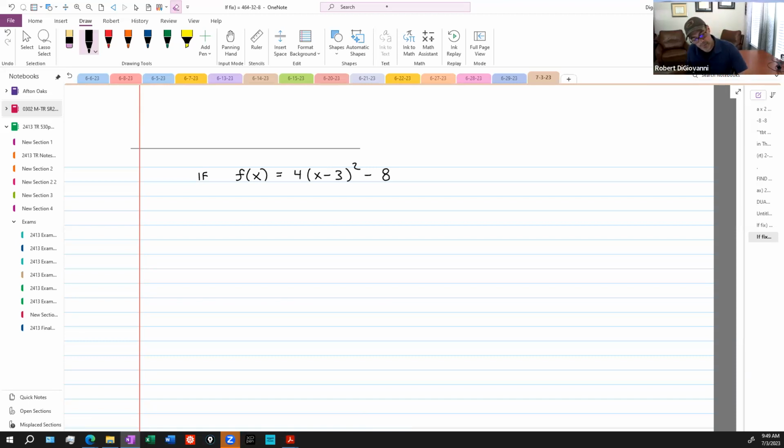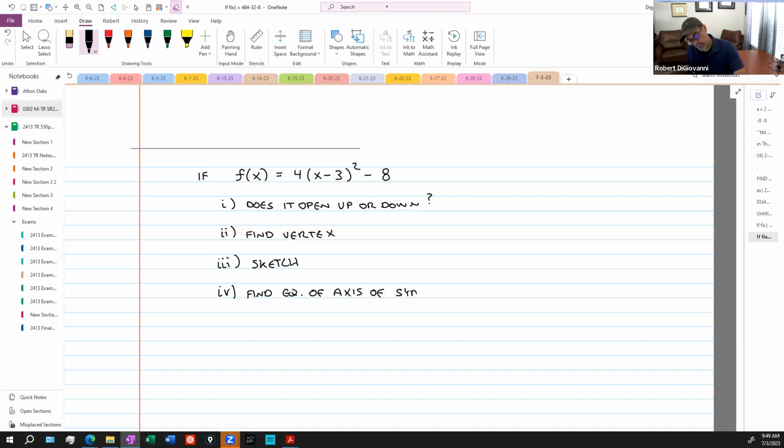Okay, so here's what I want. I'm going to ask you, first of all, does it open up or down? Second thing, find the vertex. Third thing, sketch it. Fourth thing, find the equation of the axis of symmetry. Okay, let me know when you're done.